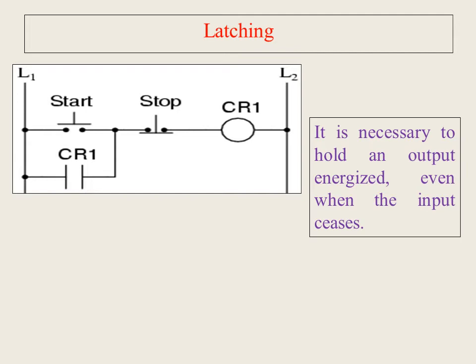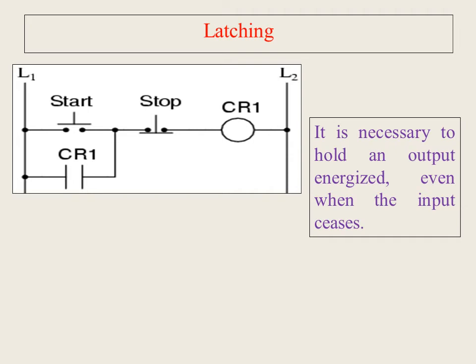Now we have two paths, via the start button and via CR1. Even when the input ceases, meaning the start button is released, the power will still flow through CR1 and the stop button to CR1. Now if you want CR1 to turn off, just push the stop button, so the contact breaks and CR1 stops. As soon as CR1 de-energizes, the CR1 contact also de-energizes. That is the thing.